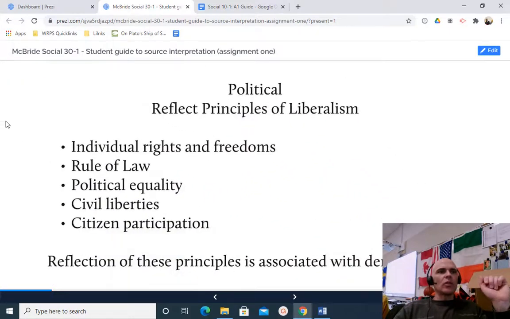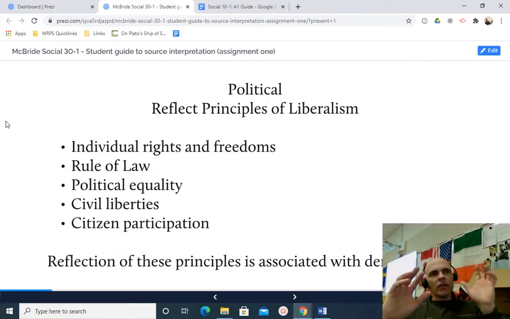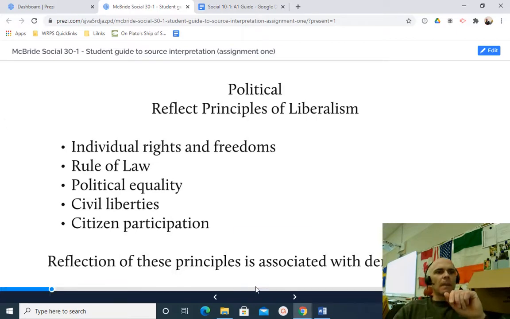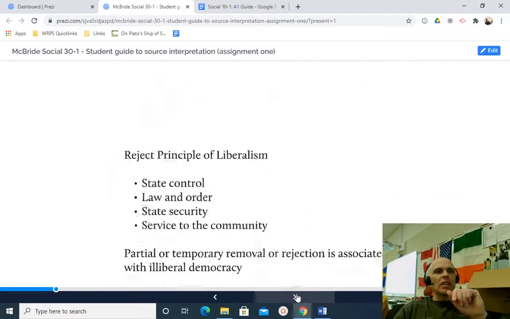Another thing in Social 30, the nice thing is that right in the textbook, pages 71 to 85, they talk about the key principles of individualism and collectivism, and these are the principles we should be looking for within the A1 assignment. So how is it reflecting or rejecting these bulleted principles? That is a key part of the assignment.